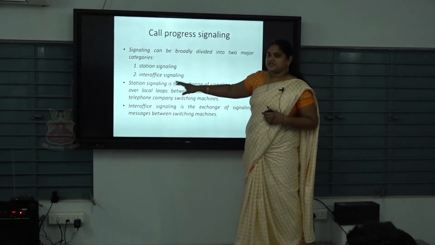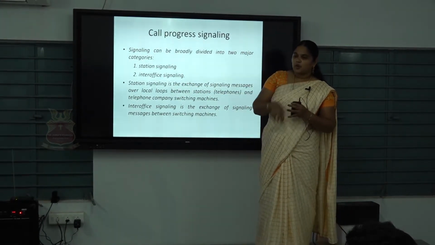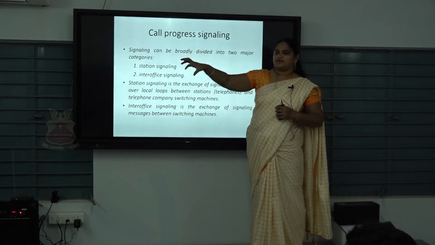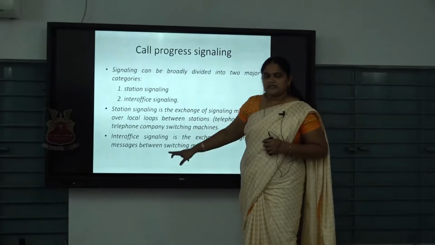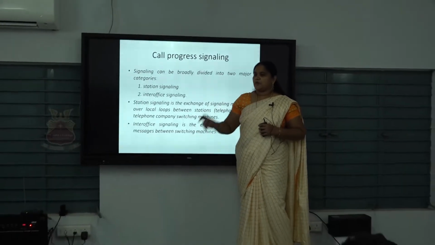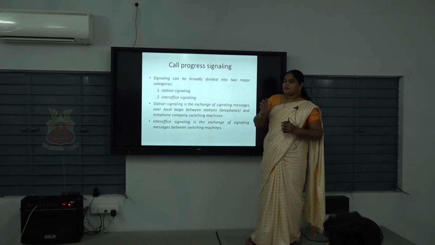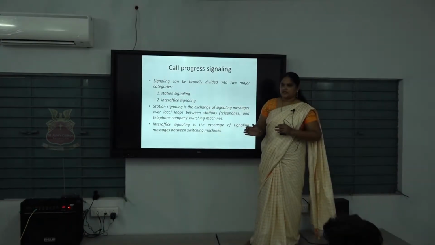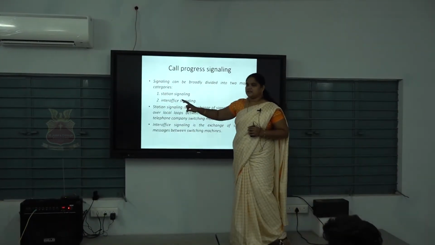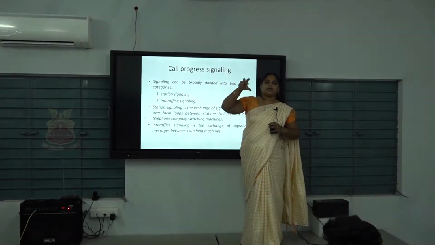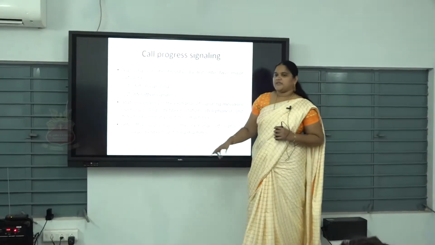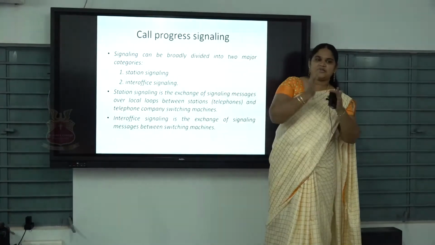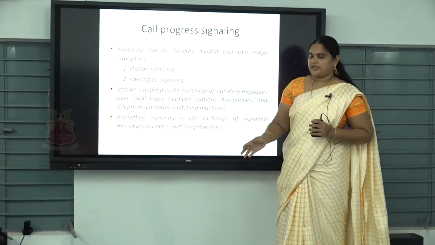So station signaling means we make a call from our home to the telephone exchange. That is station signaling. The next one is inter-office signaling. Inter-office signaling means we make a call from one telephone exchange to another telephone exchange. So station signaling is from our house to the telephone exchange, but inter-office signaling is from one telephone exchange to another.